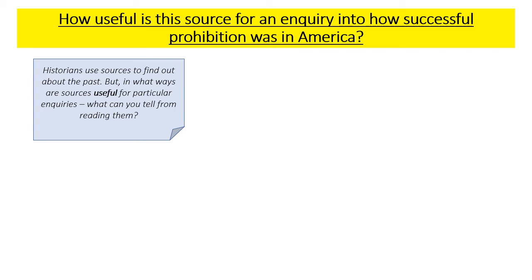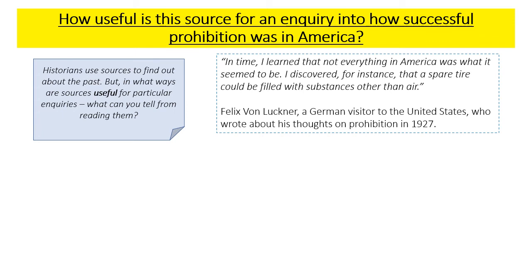So the last thing we're going to look at then is how we go about source analysis. So I've just got a reminder there for you that historians use sources to find out about the past, but you need to think in what ways are sources useful for finding out particular things. So what can you tell about a certain topic just by reading them? So the question I've got there at the top in yellow is, how useful is this source for an inquiry into how successful prohibition was in America?